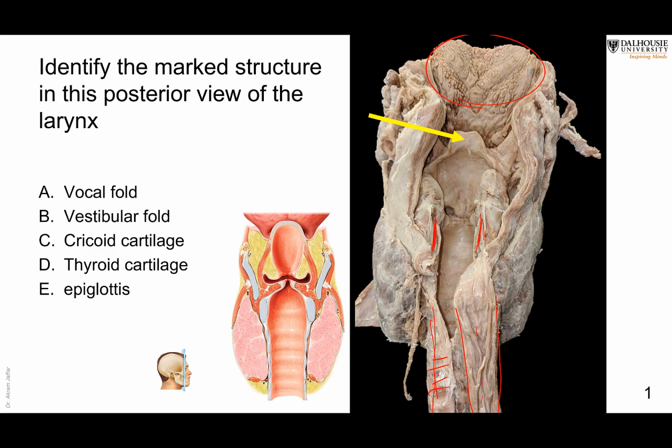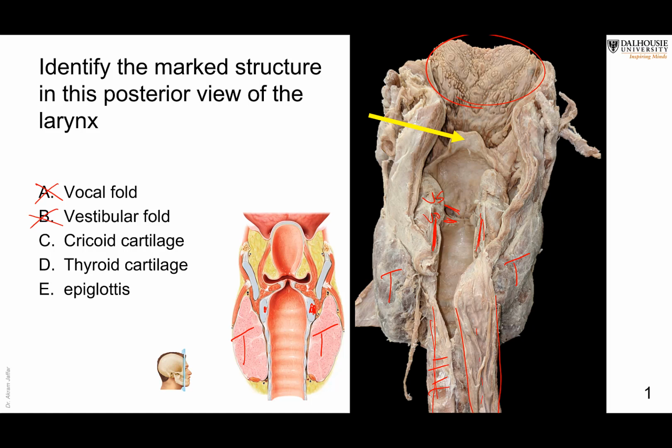Look at this coronal section showing you the larynx. So again, this is the region of the cricoid cartilage. Here's the thyroid gland on either side. That's the thyroid gland. And you can see here we have these are the vocal folds and the vestibular folds. So the marked structure is not the vocal fold because we have seen the vocal folds here. This is the vocal fold and this is the vestibular fold.